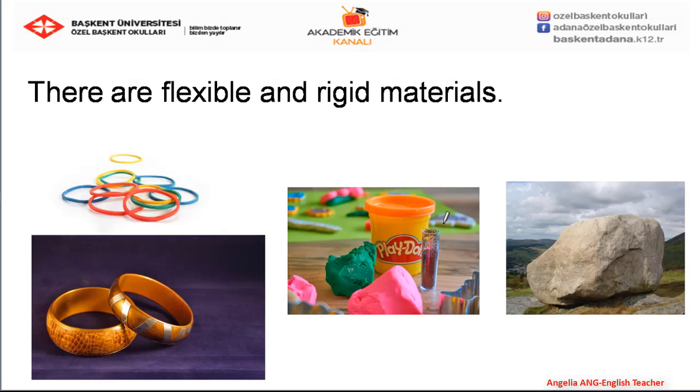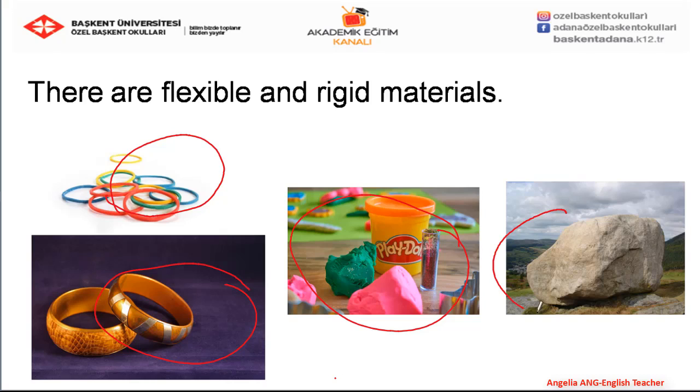There are flexible and rigid materials. For example, the rubber is flexible, but gold is rigid. The Play-Doh is flexible, and the stone is rigid.